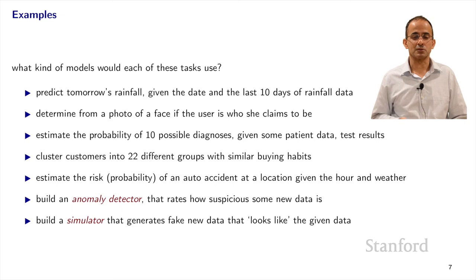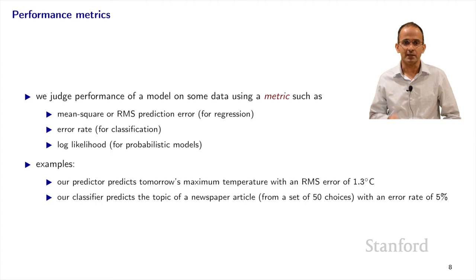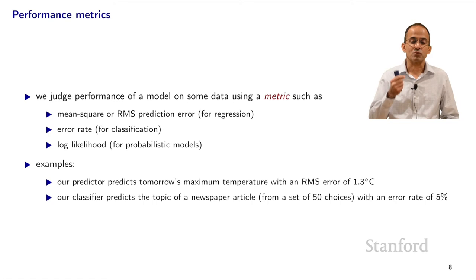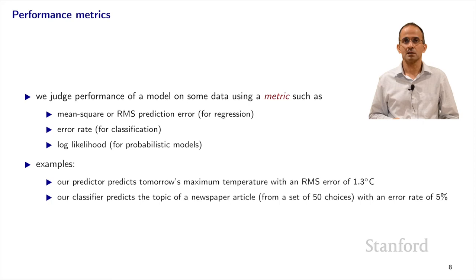So let's turn now to how we might measure the performance of a model. This is the topic of performance metrics. So for example, if we have a model which is predicting a real number, this is supervised learning, this is regression, then we might measure how far that real number is from the true real number. If we're trying to predict the amount of rainfall, then we might predict 5 centimeters, and the real amount of rainfall when it actually happens may turn out to be 3.5.